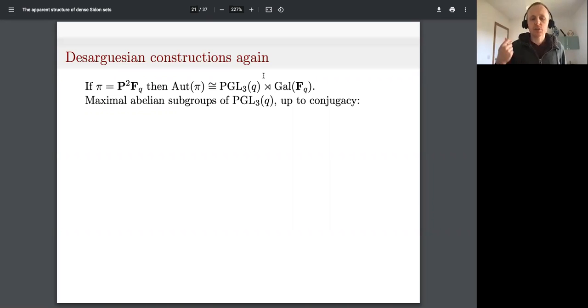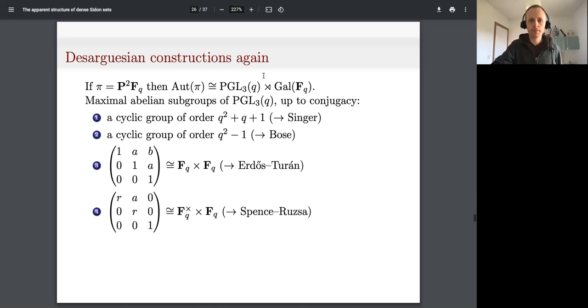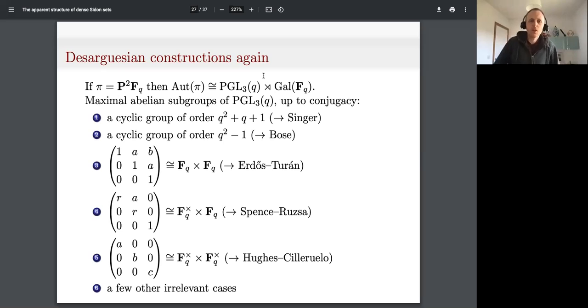And now we need an abelian subgroup of PGL3Q. And you can actually just list the maximal abelian subgroups of PGL3Q up to conjugacy. And here they are. So there are a couple of very big cyclic subgroups of PGL3Q. So how do you get a cyclic group? You choose a matrix and you see what group it generates. So if you look at a matrix, you can look at its eigenvalues. And those eigenvalues will be in FQ or FQ squared or FQ cubed.